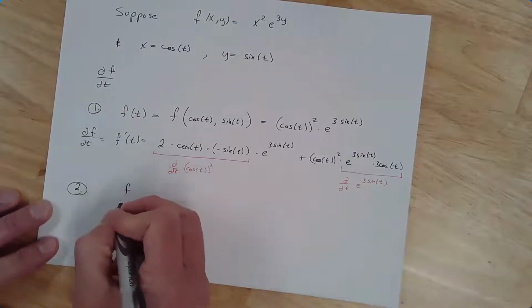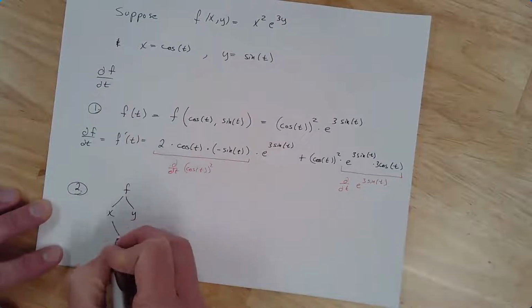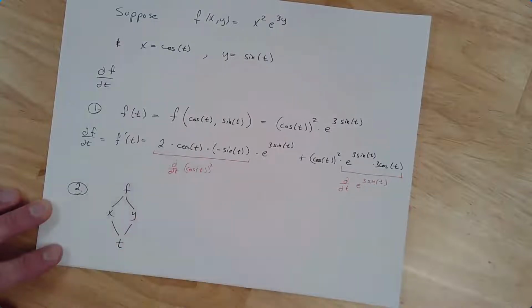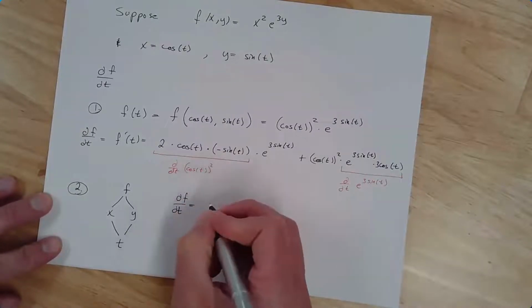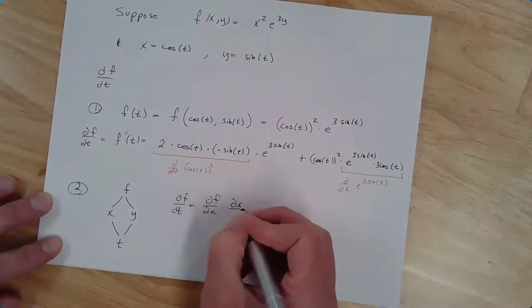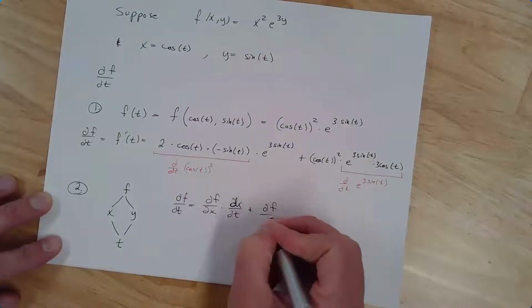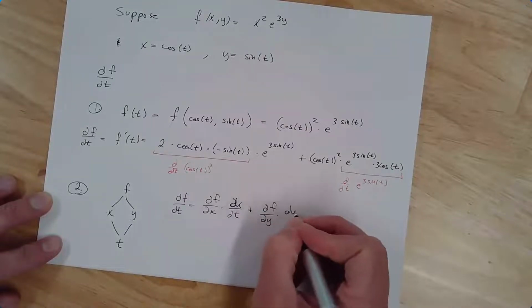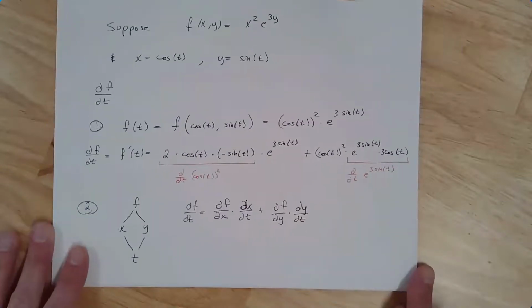So f is a function of x and y, and both x and y are functions of t. So again, there's going to be two paths. And df dt is going to equal del f del x times dx dt plus del f del y times dy dt. So let's see what we get. Oh, sorry, things are a little crooked there.